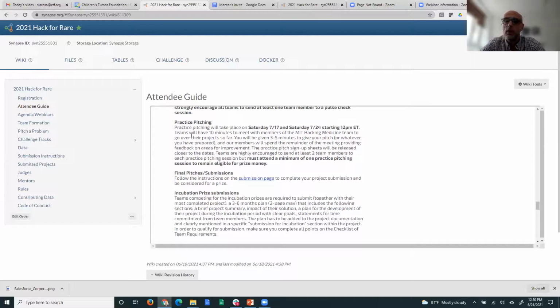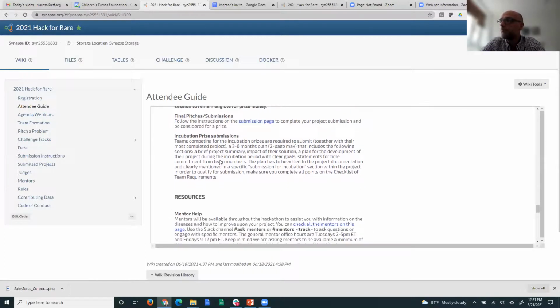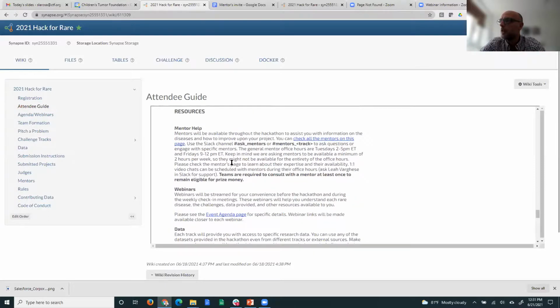Keep an eye for submissions and forms where you can reserve your slot here to have the team help you in your final submissions. And then, of course, follow the submission guidelines. There's extensive documentation on how to submit projects and what are the characteristics of each project that we're looking for. For the incubation prize, I'll go right after this into more details.